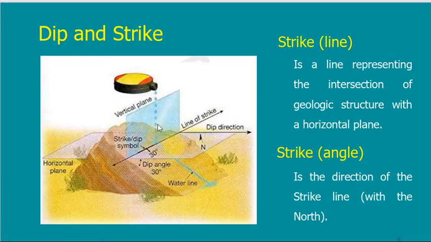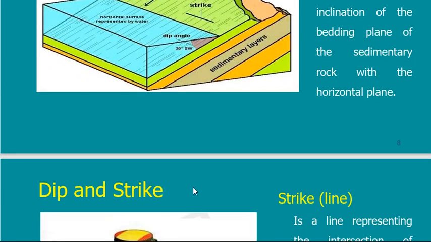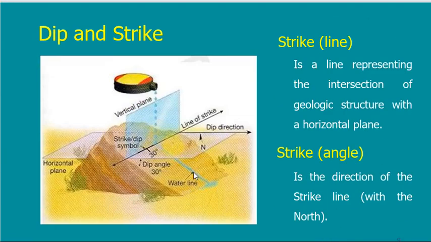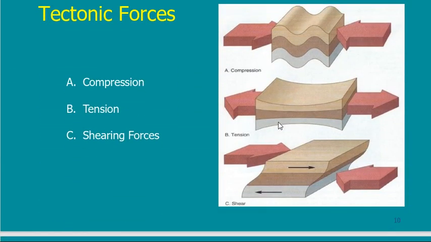Just as an experiment, if I have this rock, and I have a bottle of water, if I put a few drops of water on top of the layer, it will go into a line. This line here represents the dip of this layer. So if I measure the angle between this line of water and the horizontal, this is the dip angle. Now we go into something called the tectonic forces.